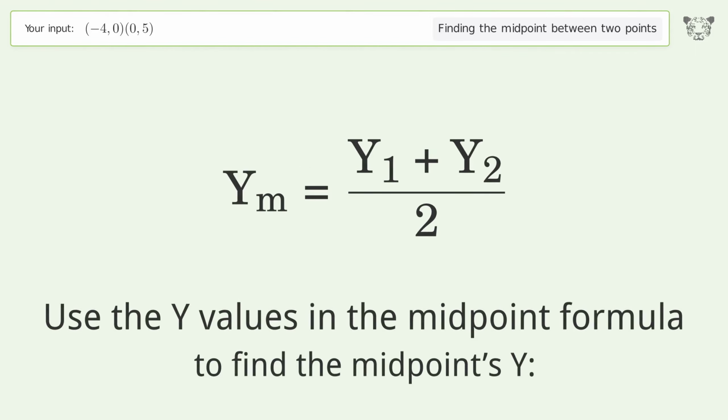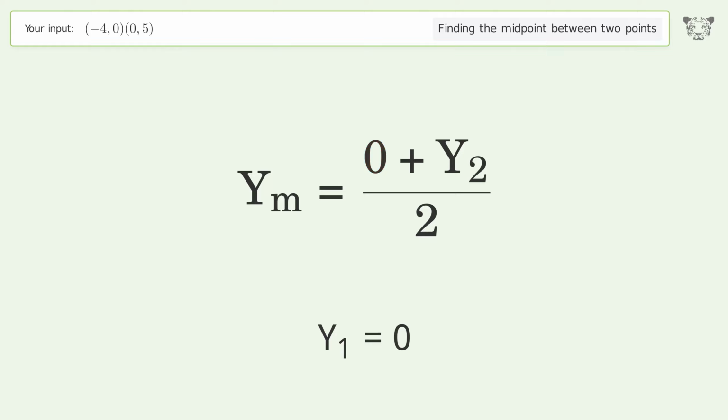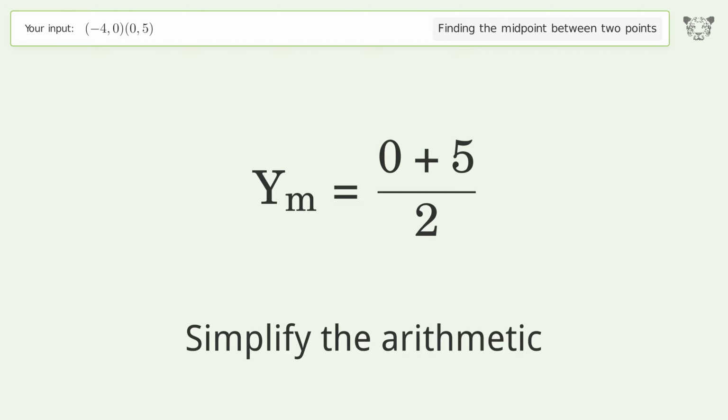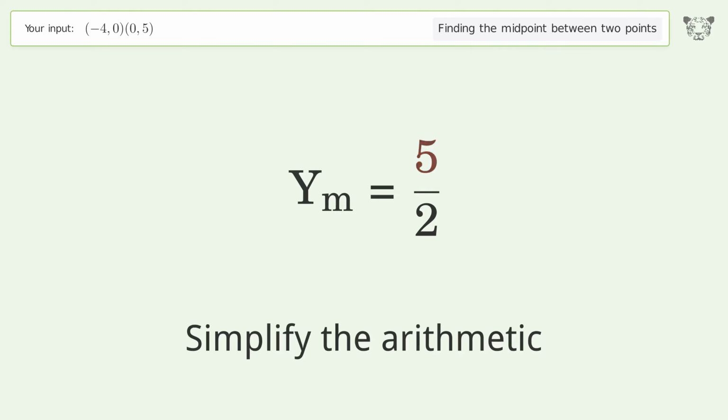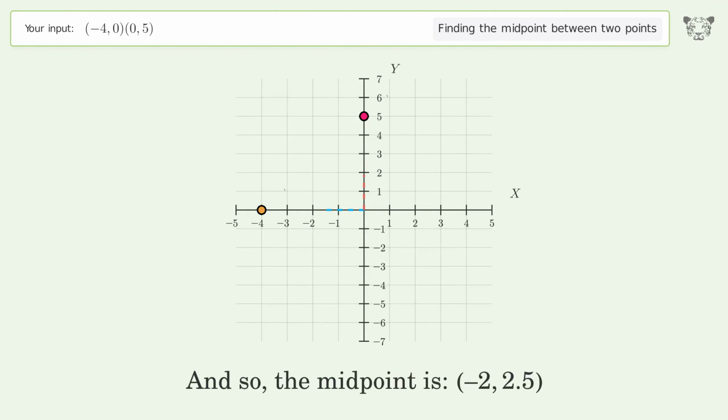Use the y values in the midpoint formula to find the midpoint's y. y1 equals 0. y2 equals 5. Simplify the arithmetic. And so, the midpoint is -2, 2.5.